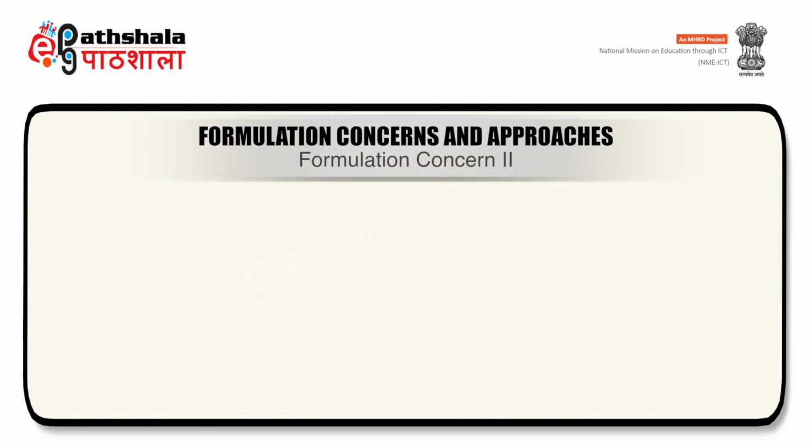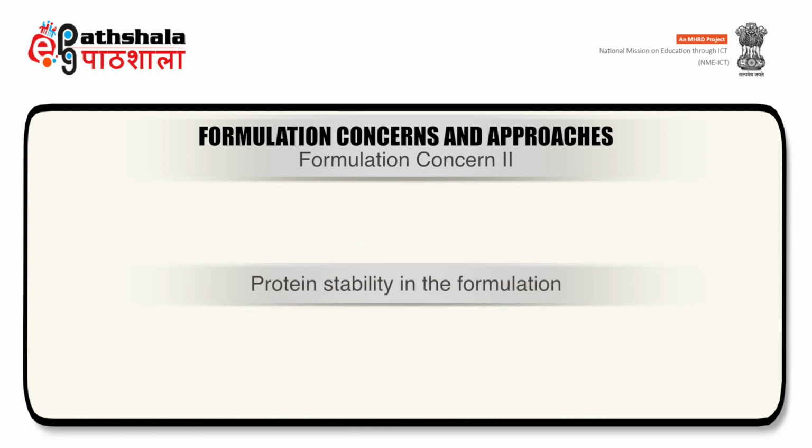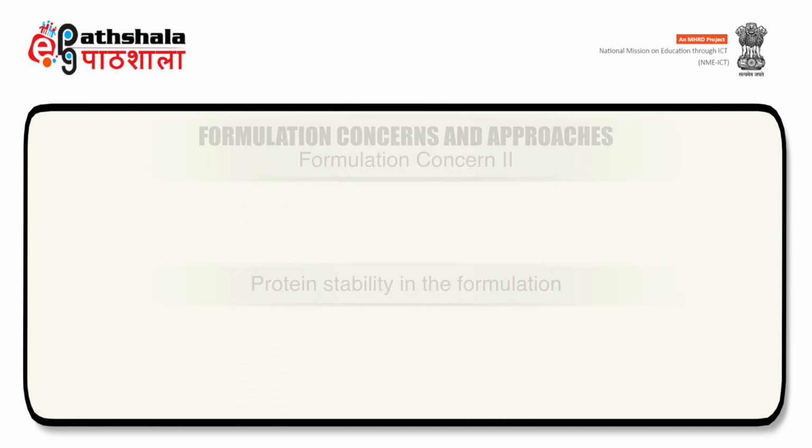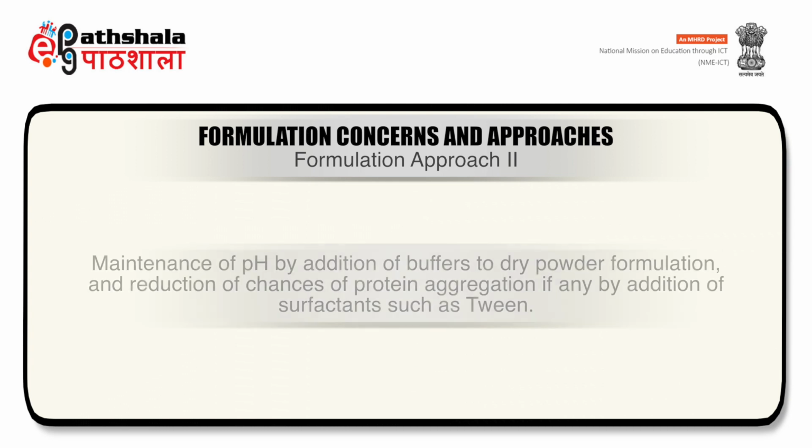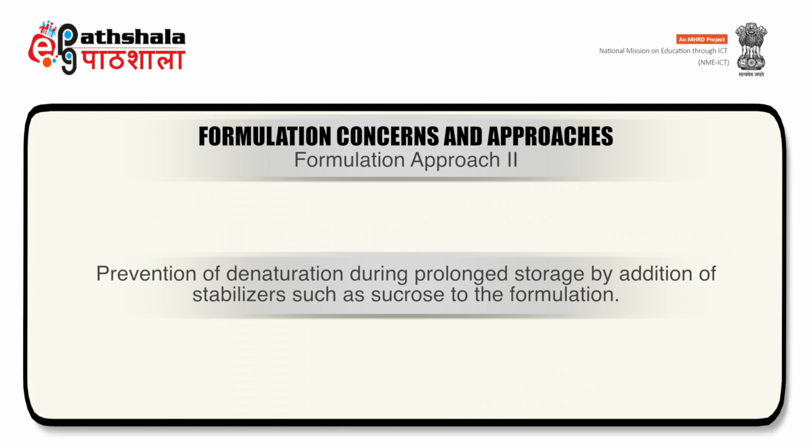Now discussing the formulation concern number 2. The second formulation concern is protein stability in the formulation. The formulation approach to tackle this concern is maintenance of pH by addition of buffers to dry powder formulation and reduction of chances of protein aggregation, if any, by the addition of surfactants like Tween. Prevention of denaturation during prolonged storage by addition of stabilizers like sucrose to the formulation.